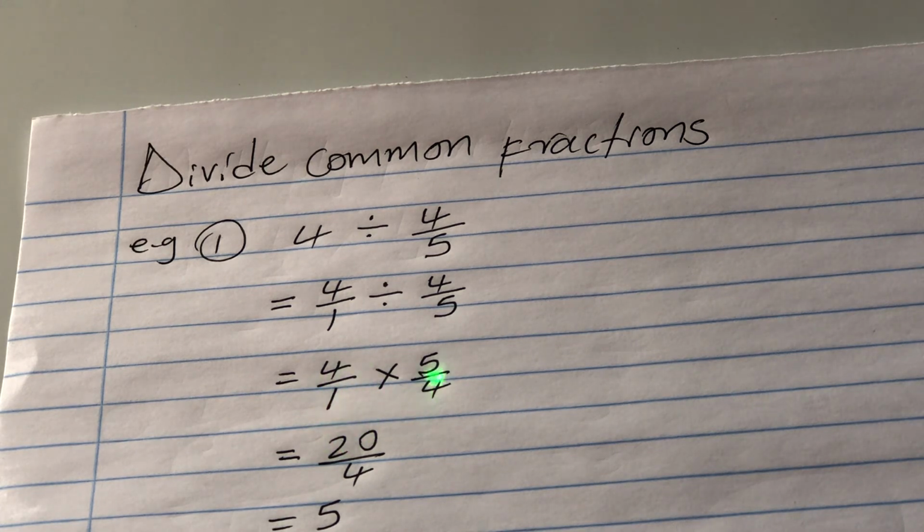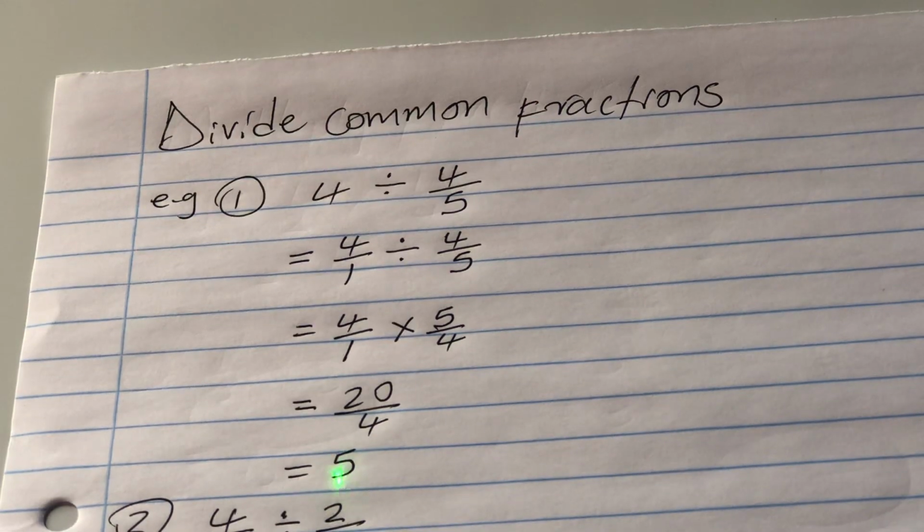Now I am in a position to multiply numerator by numerator and denominator by denominator. 4 times 5 is 20. 1 times 4 is 4. 20 divided by 4 is 5. This is the final answer.